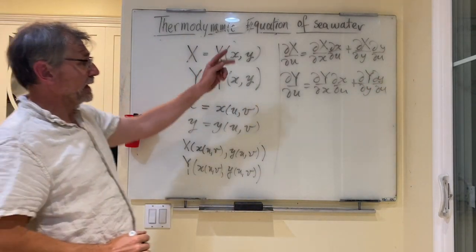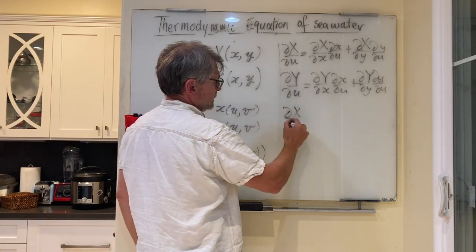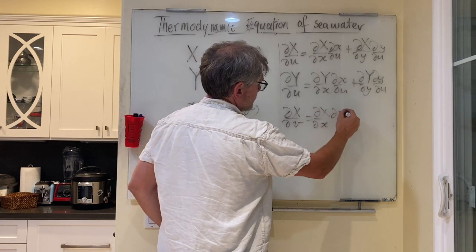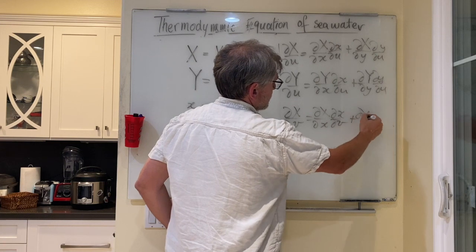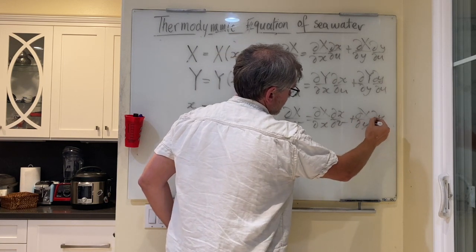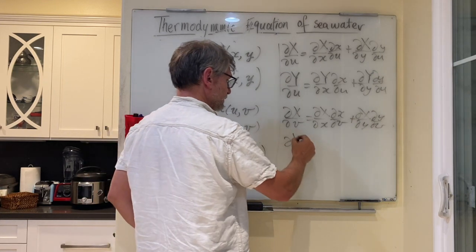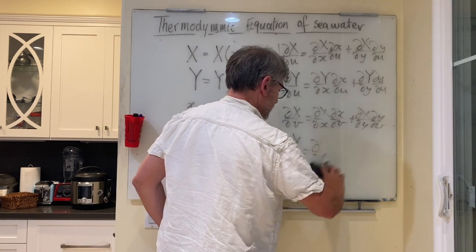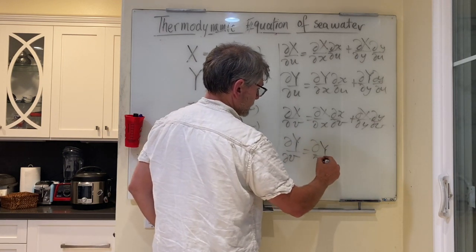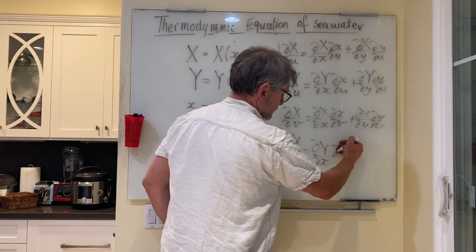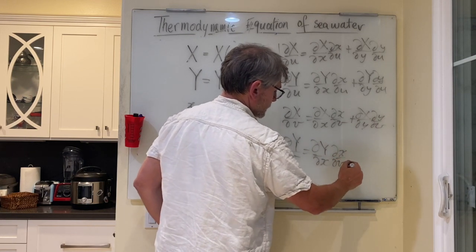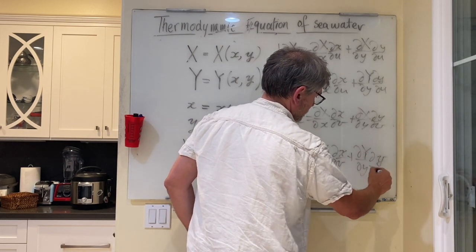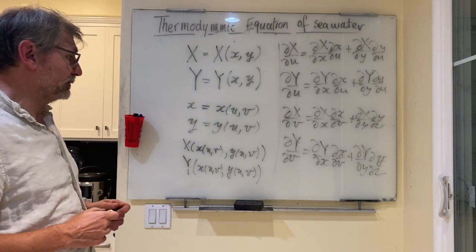And I can also do the big X with respect to v, right? dX/dv is dX/dx times dx/dv, plus dX/dy times dy/dv. And finally, the big Y with respect to v, dY/dv is dY/dx times dx/dv, plus dY/dy times dy/dv. So I compute all these derivatives using the chain rule.